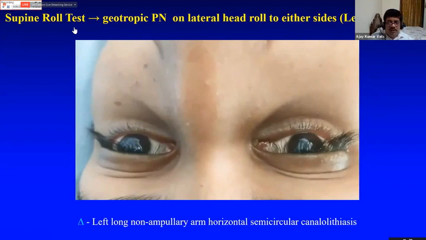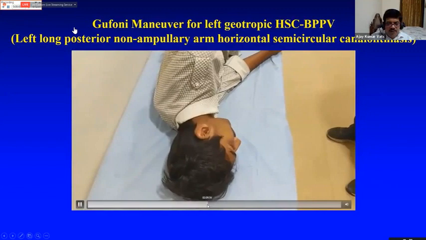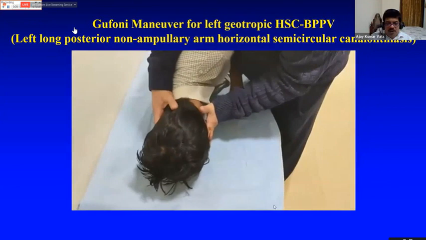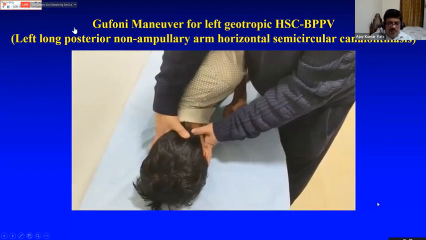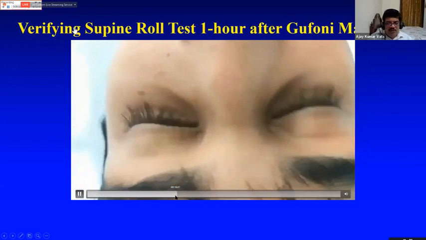Accordingly, he was treated with the Gufoni maneuver. From short sitting, the patient was taken to the contralateral lateral recumbent position, maintained in this position for around 1 minute, after which the head was inclined downwards in the yaw axis for around 2 minutes, after which he was uprighted to the short sitting position again. Two such maneuvers are done in one session of treatment in our center, and a verifying supine roll test is done 1 hour later, which in this patient did not elicit any nystagmus on the lateral head roll to left and to the right.